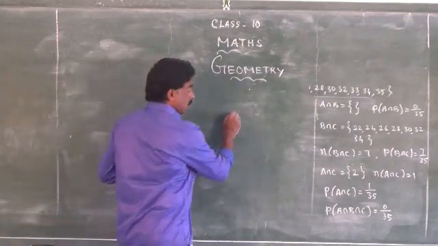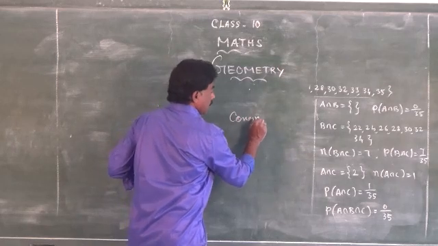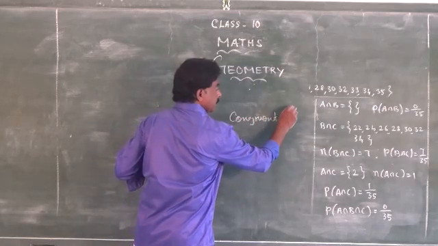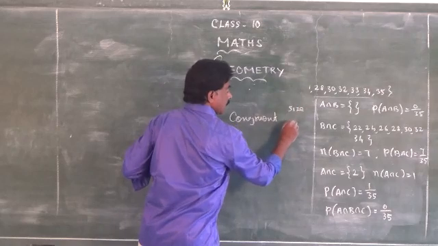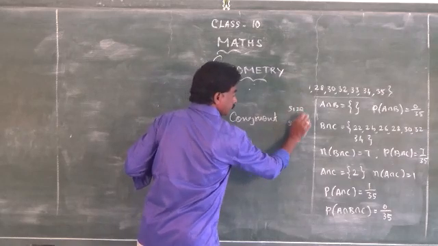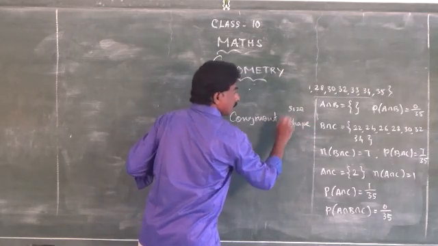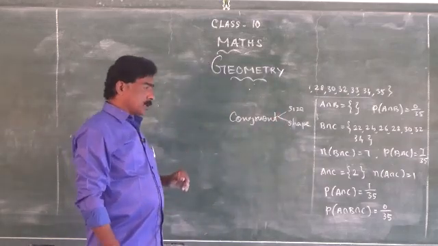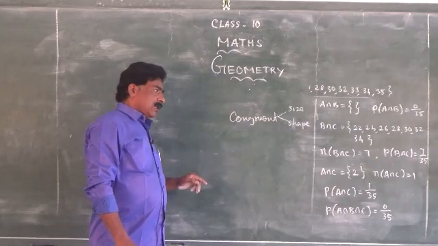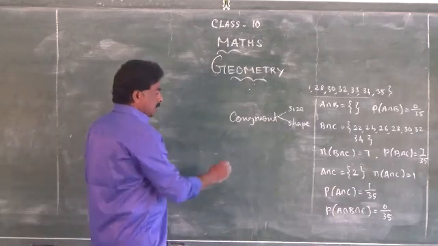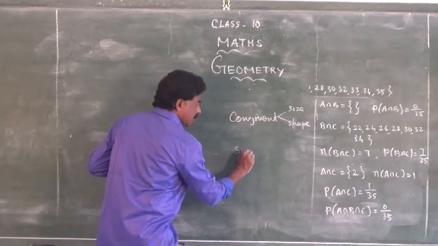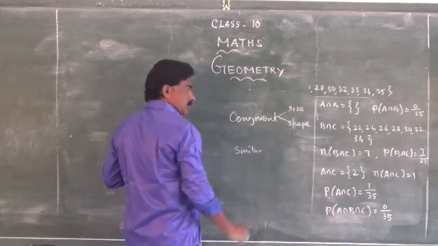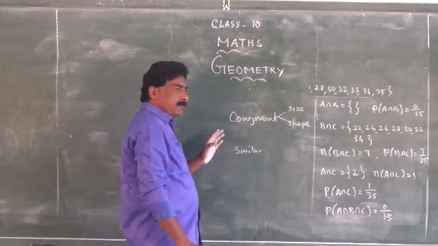Congruent is what we learned: same size and same shape. Then we say the two triangles or two figures are congruent. In similar, it is just different. What is similar? Similar means the two figures have the same shape.